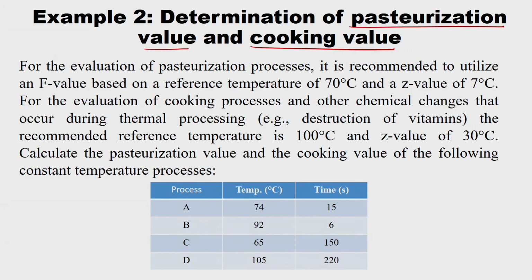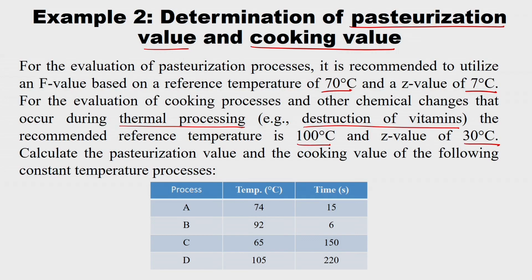So, for the evaluation of pasteurization processes, it is recommended to utilize the F value based on a reference temperature of 70 degree and a z value of 7 degree, right. What I told, 121 and 10 degree, is the standard F naught value, but here the reference temperature they told us to take is 70 degree and 7 degree. For the evaluation of cooking processes and other chemical changes occurring during thermal processing, for example destruction of vitamins or any other nutrient, the recommended reference temperature is 100 degree and z of 30 degree centigrade.